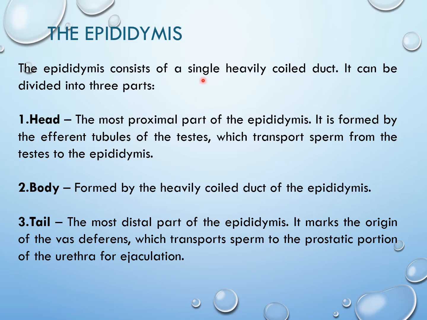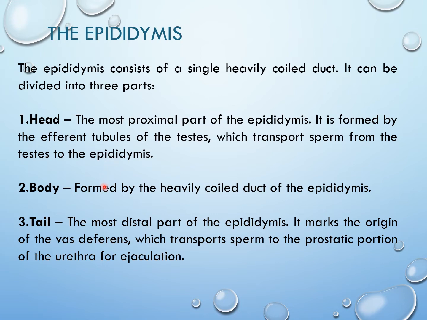It consists of a single heavily coiled duct, as we have seen. It can be divided into three parts: head, body, and tail. The first part is head, the most proximal part of the epididymis. It is formed by efferent tubules of testis which transport sperm from testis to the epididymis.